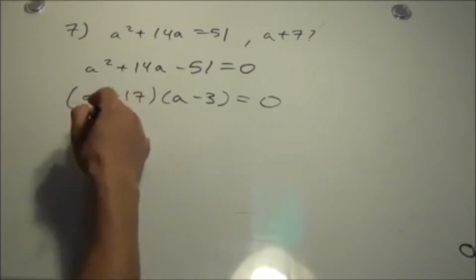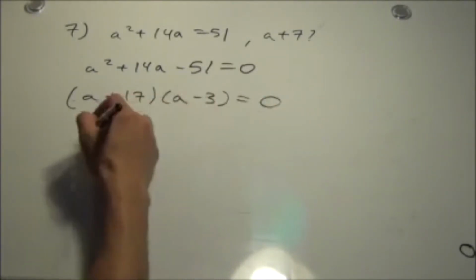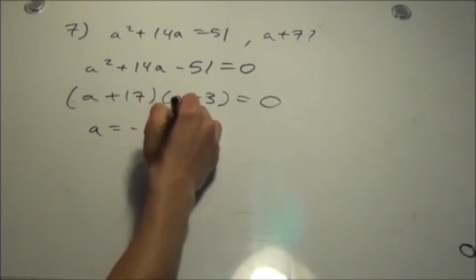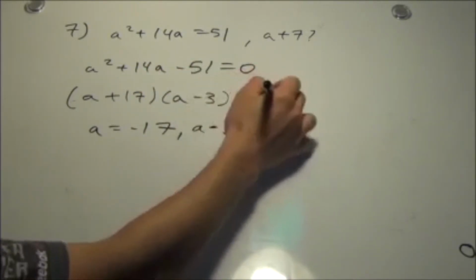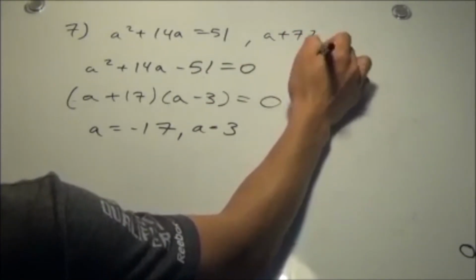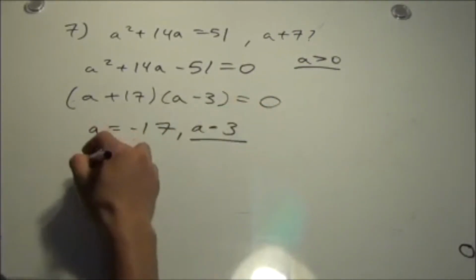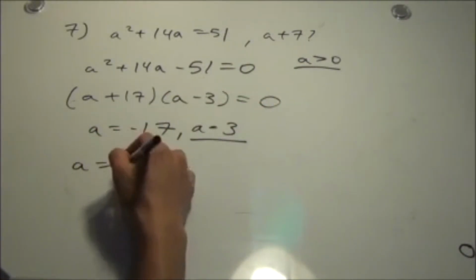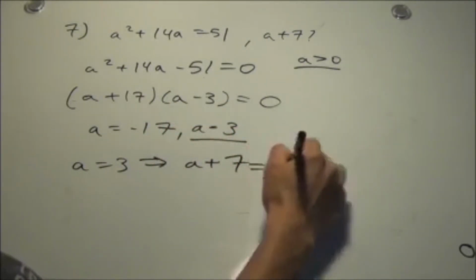Based on our quadratic, we know that a can be negative 17 for this to be 0, or a can be 3 for this to be 0. We're also given in the problem that a is greater than 0. Well, then that means a has to be 3. Therefore, if a equals 3, then a plus 7 is 10. There's our answer.